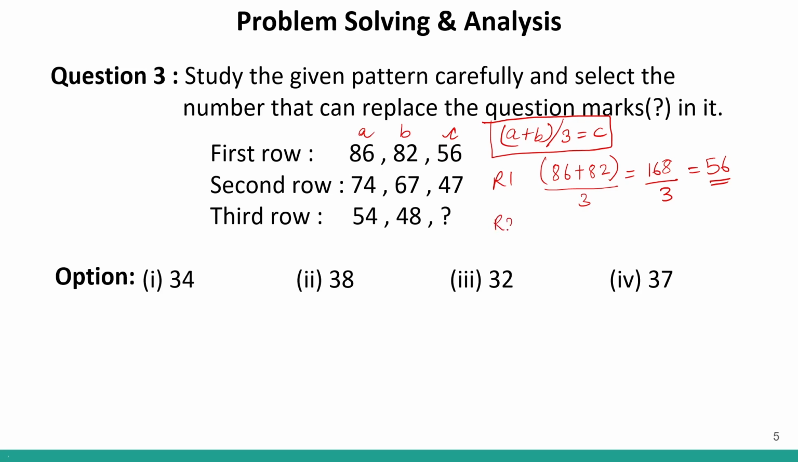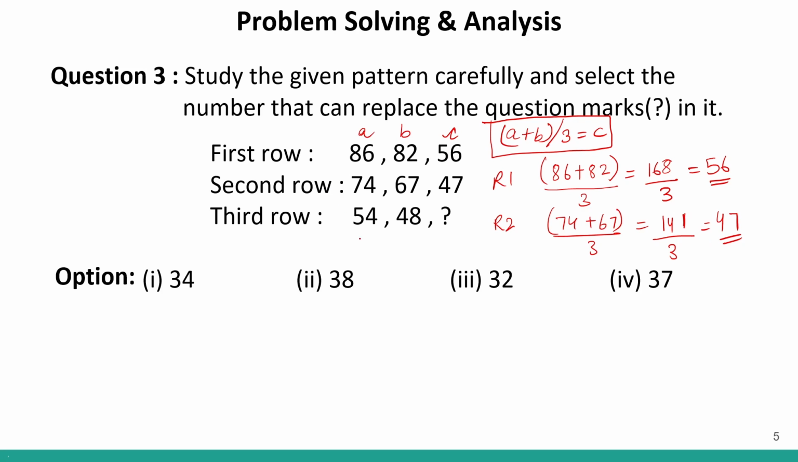Let us check for row 2. Now in row 2, 74 plus 67 divided by 3 should give me 47. So 74 plus 67 will be how much? This will be 1 and this will be 4. 1, 4, 3. This will be how much? 3 4s are 12, 2 carried 7. So 47. So row 2 also this is correct.